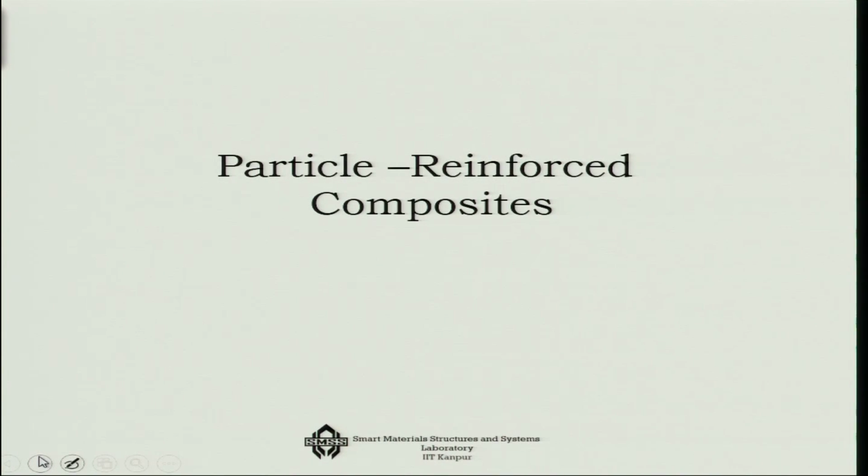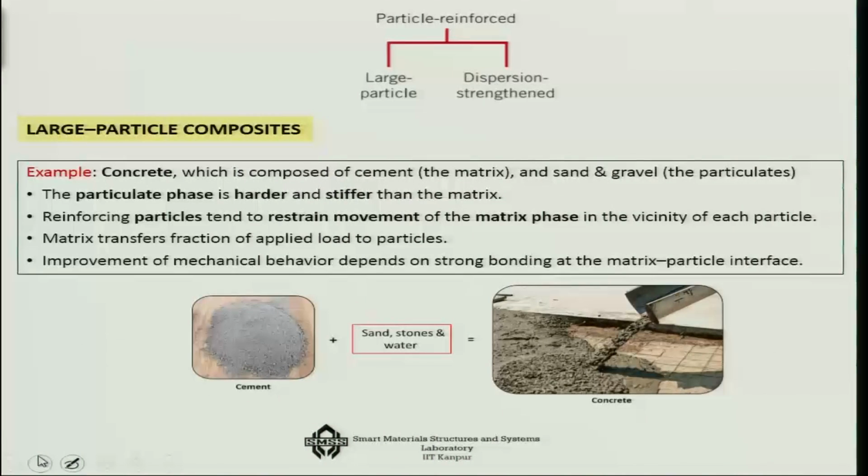Now, let's talk about the particle reinforced composites. I told you that there are two types of particle reinforced composites: the large particle composites, which are like concrete, for example, which is composed of cement as the matrix and sand and gravel. The particulate phase is harder and stiffer than the matrix, and the reinforcing particles tend to restrain movement of the matrix phase in the vicinity of each particle. The matrix transfers a fraction of the applied load to these particles.